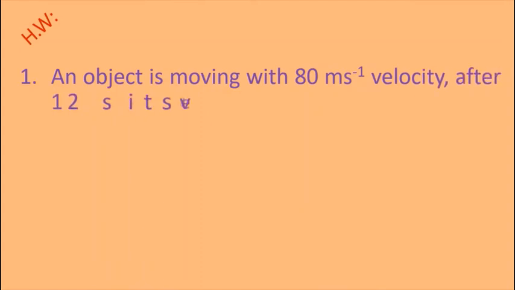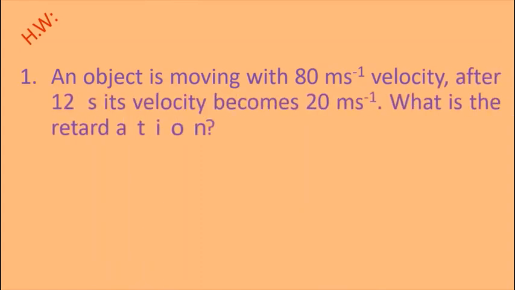Homework. An object is moving with 80 meter per second velocity. After 12 seconds, its velocity becomes 20 meter per second. What is the retardation? My dear student, please try to solve this problem.